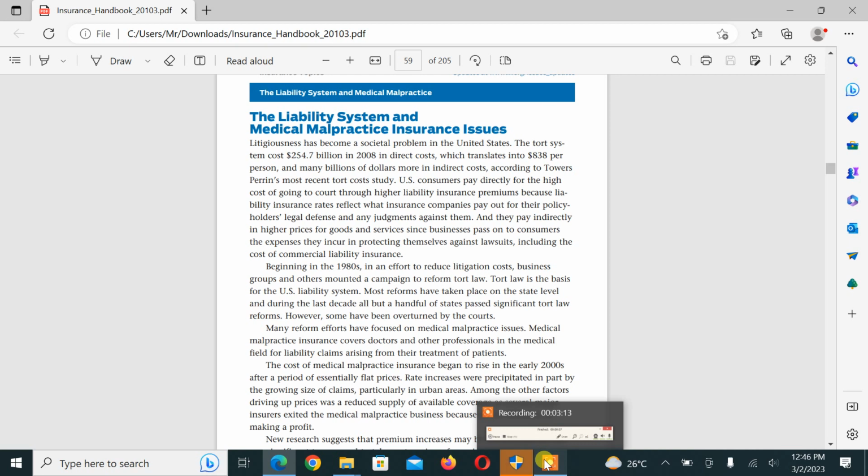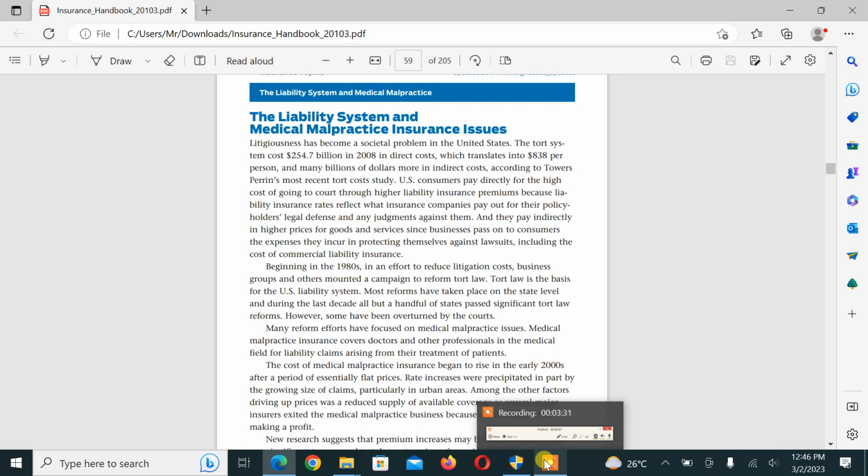Medical malpractice insurance covers doctors and other professionals in the medical field for liability claims arising from their treatment of patients.